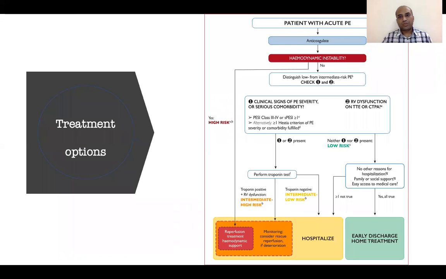So what are the treatment options? Once there is a documented PE or high suspicion of PE, we need to anticoagulate. If the patient is hemodynamically unstable, then it becomes high risk, and we need to consider reperfusion treatment. On the other hand, if the patient is hemodynamically stable, we should look for severity of the PE and look for RV dysfunction. If these are present, then we should check the troponin level. If the troponin is high, then it becomes intermediate-high risk, and we have to keep them under strict monitoring and may consider a rescue reperfusion. If it is negative, they just need anticoagulation.